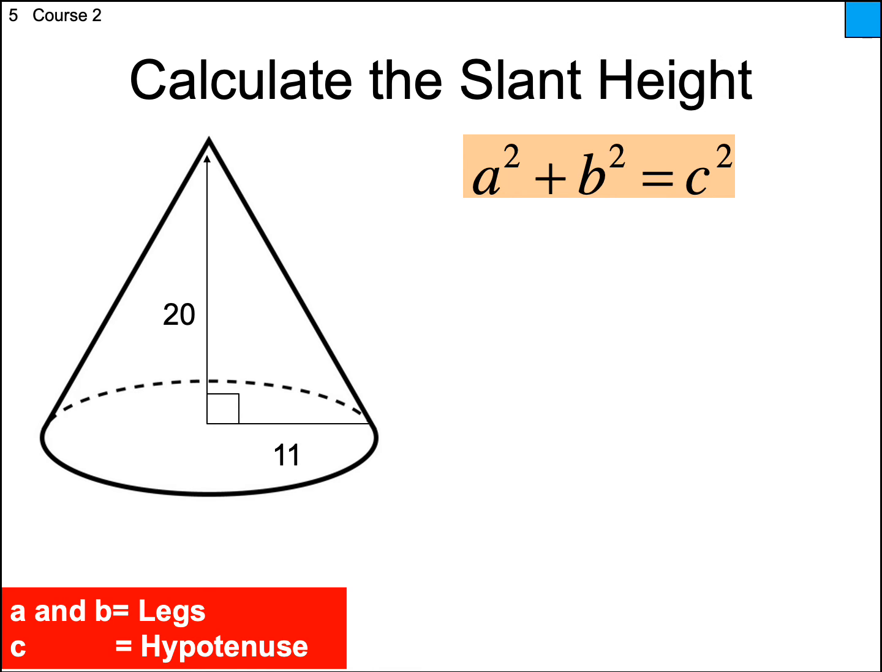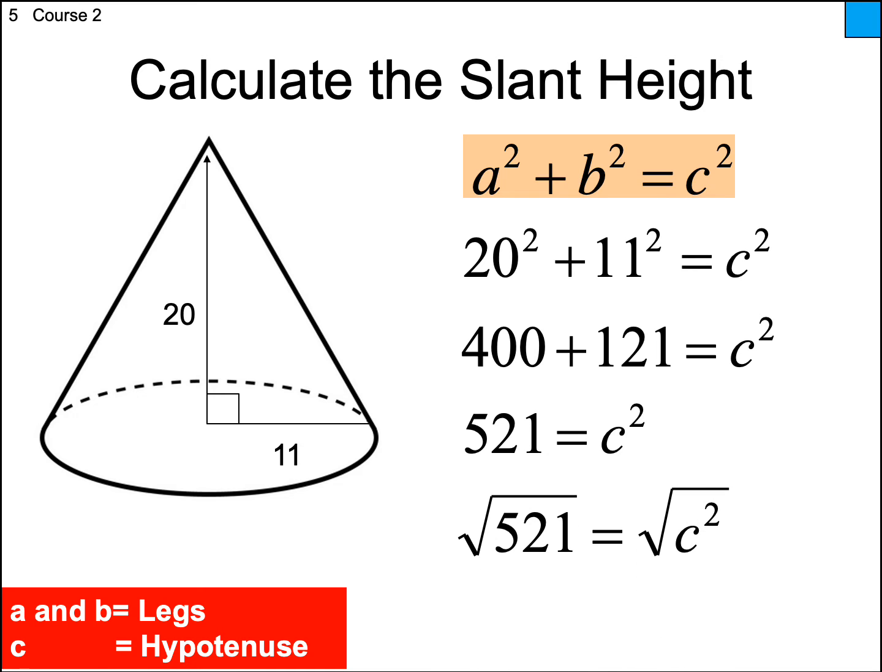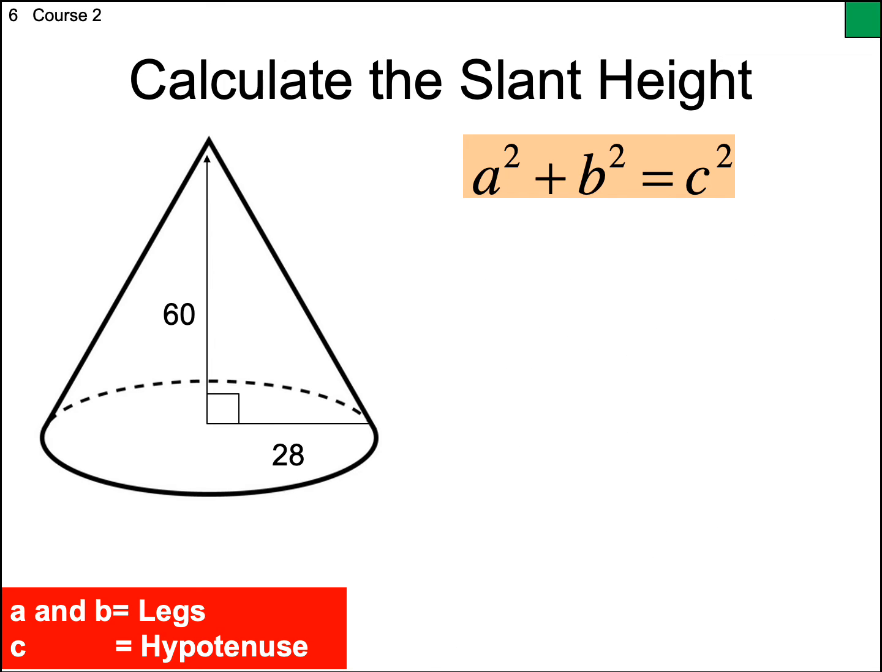Let's see. We got the height of the cone is 20. We got the radius of the base is 11. Plug those numbers into the Pythagorean theorem in order to calculate the slant height of the cone. So 20 squared is 400, 11 squared is 121. Add those two together. Take the square root of both sides and we get about 23. Questions? Okay. See if you can do it all by yourself.